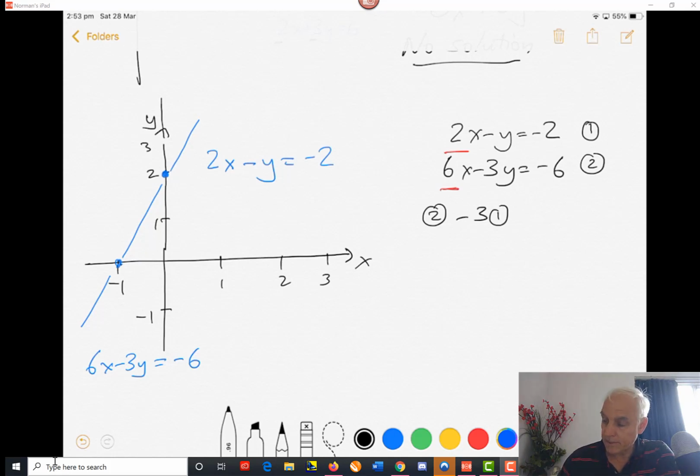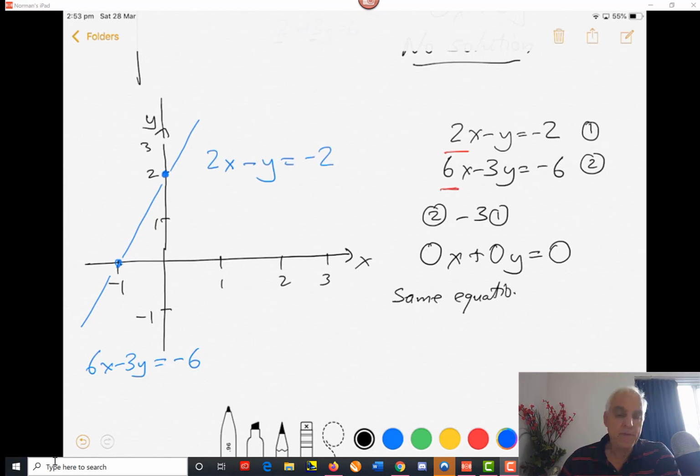Well, 6x minus 3 times 2x, so it's going to be 0x. And then the minus 3y minus 3 times minus 1, so that's plus 3y, so it'll be plus 0y equals minus 6 minus 3 times minus 2, so it's minus 6 plus 6, that's equal to 0. What we're seeing there is that the difference between these two equations is really 0. That's sort of what that's telling us. These are the same equations.